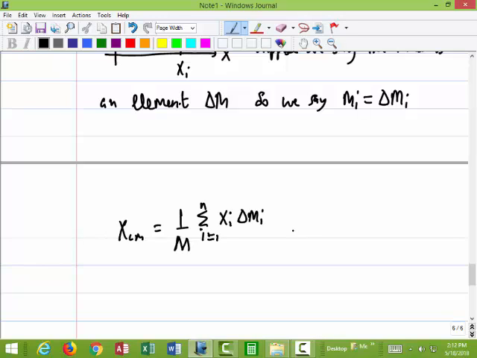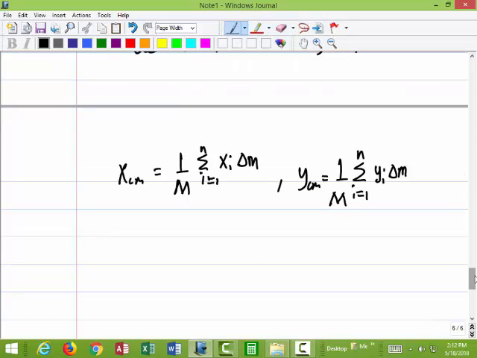And for the y center of mass, we have 1 over m, which is the total mass, sum as i goes from 1 to n, of y_i delta m for this mass. I think we can leave out the i subscript. We don't really need the i subscript there, because we are saying that all the elements have the same mass. So we just use delta m.